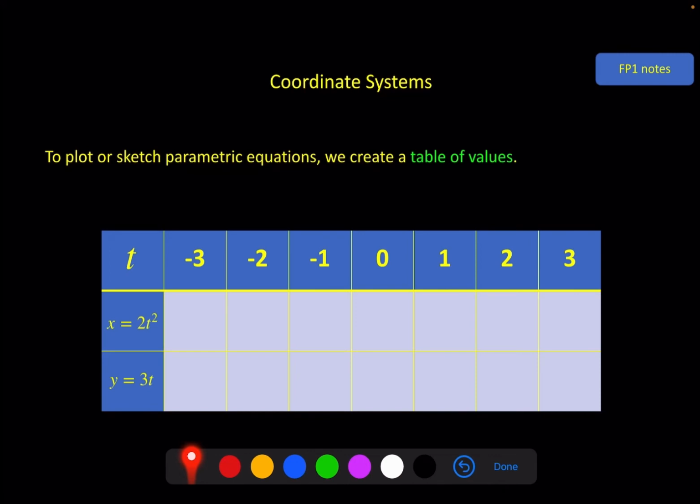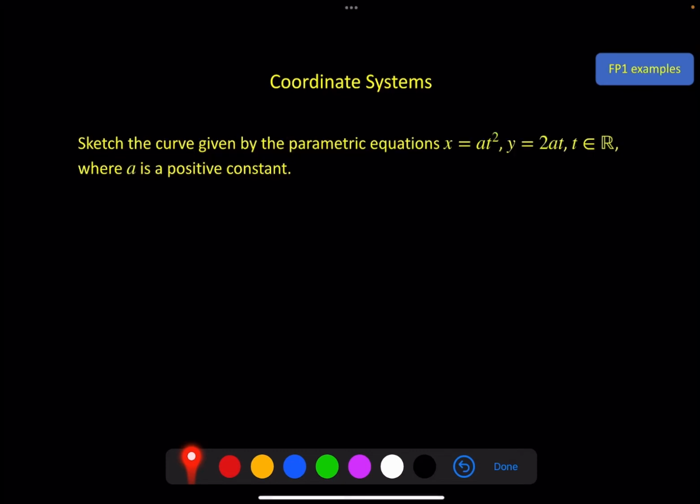I'm sure you can do that, so I won't go through this example, but I'll do the one on the next screen here. Sketch the curve given by the parametric equations, this and this, where t is a real number and where a is a positive constant. This one is a little bit more unusual because we have this a in here, so everything that we do will have to be in terms of a, including the scale on the x and y axis on our graph. And there's a reason that that a is there. We'll come back to that in a later video.